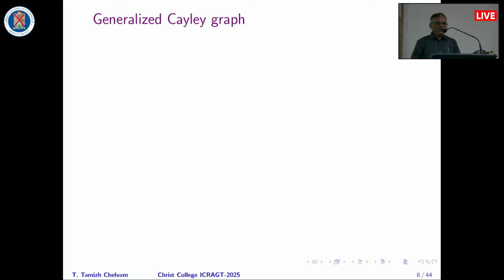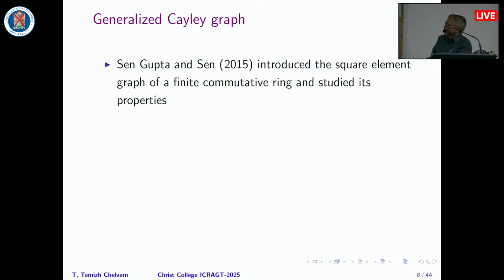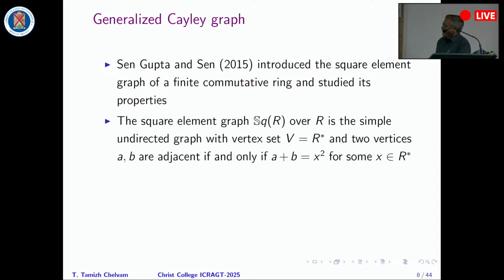Okay. Now naturally the generalization takes place. Some generalizations I would like to put forth. Sengupta et al. in 2015 introduced a graph called the square element graph of a commutative ring with identity. The definition of the square element graph of a commutative ring R, denoted SQ of R, is this: the vertex set is the non-zero elements, just 0 is deleted, and 2 distinct vertices a and b are adjacent provided a plus b is x square for some non-zero x in R star.